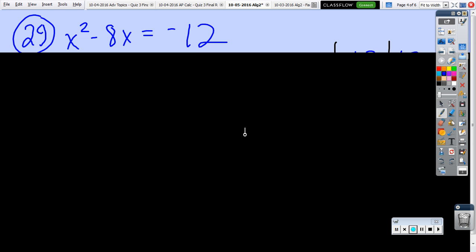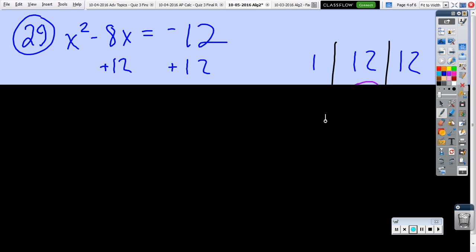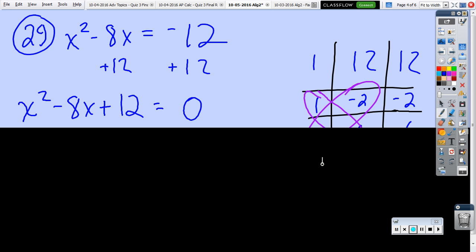Alright, so maybe not subtract 12. Add 12 on both sides. Good. So we add 12 on each side. And now we have this. So now we have x squared minus 8x plus 12 equals 0.